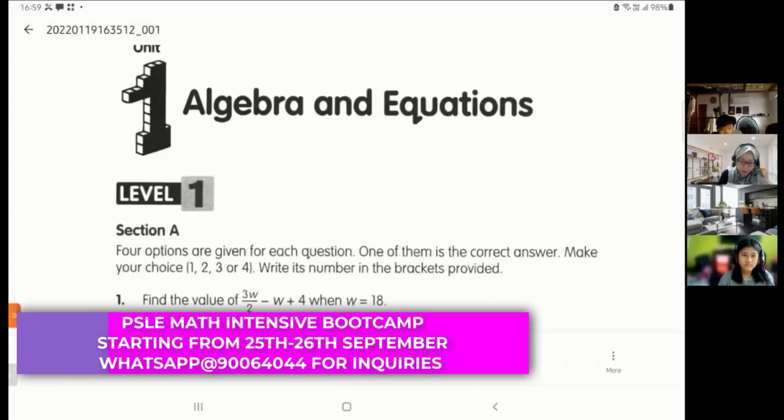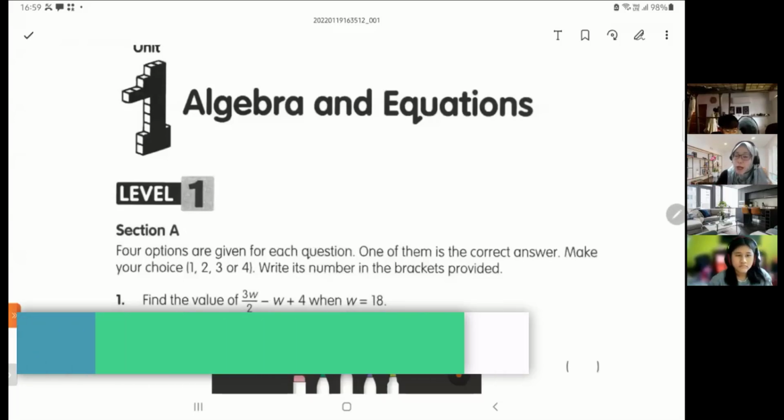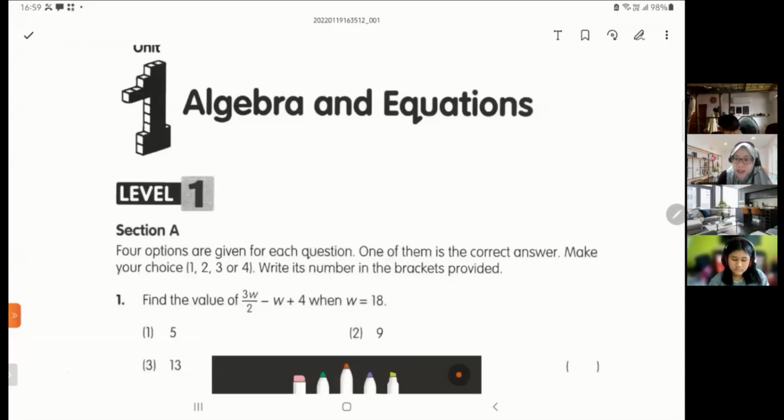All right, before I begin doing the questions, I just want to go through with you again. So what is algebra? Algebra is seen as X or Y or any other alphabet from A to Z. The common ones are X and Y.